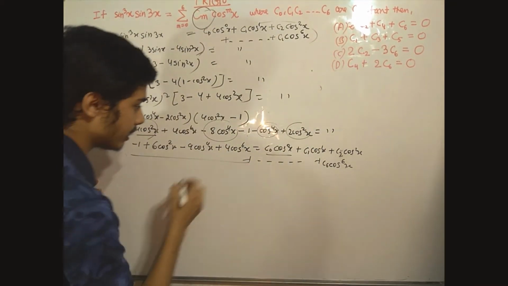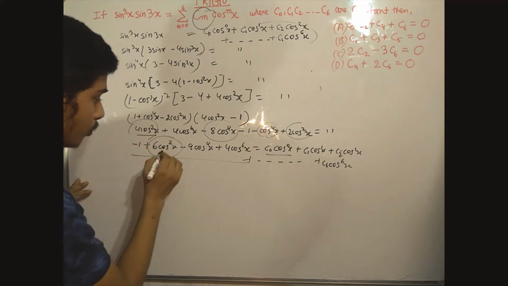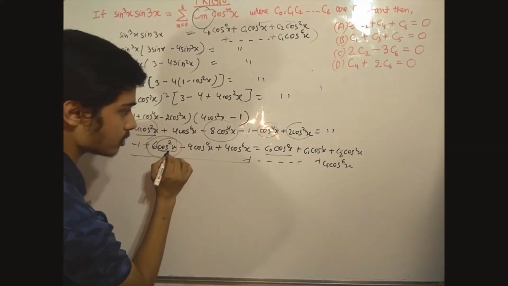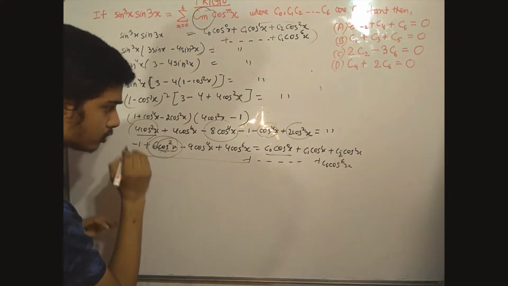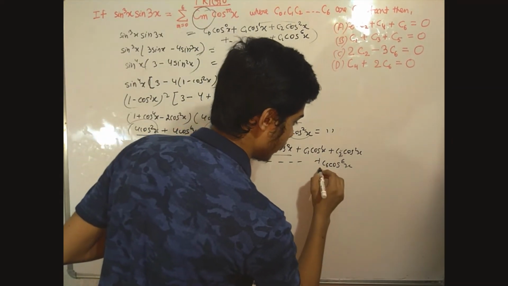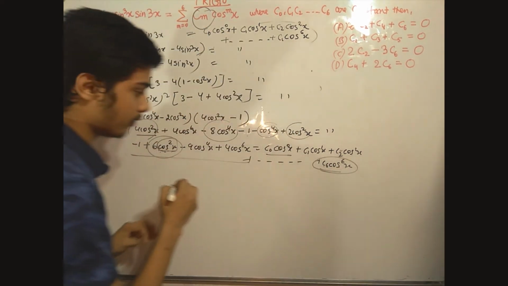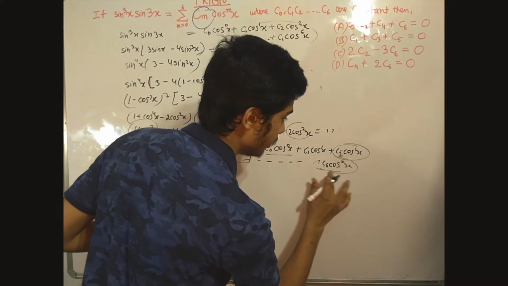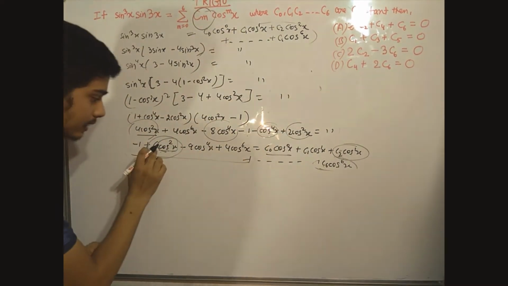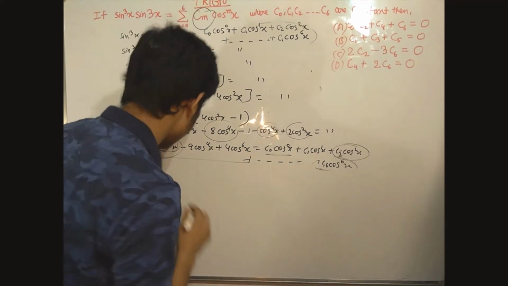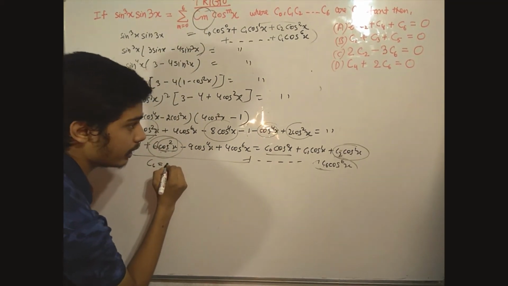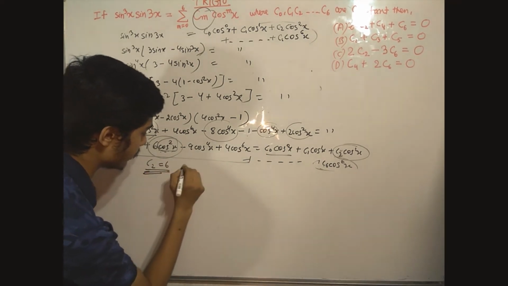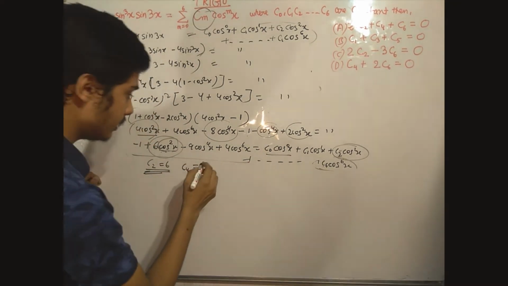So here, what is the coefficient of cos square x? Here 6 is the coefficient of cos square x, and here C2 is the coefficient of cos square x. So we'll write C2 equal to 6.